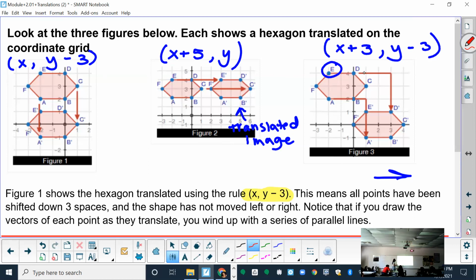All right, so let's look at point F. The coordinate of point F is (-3, 3). And to get to F prime down here, we are adding 3 to x, which makes x 0, and subtracting 3 from y, which makes y 0. All right, and it is at (0, 0). Questions?